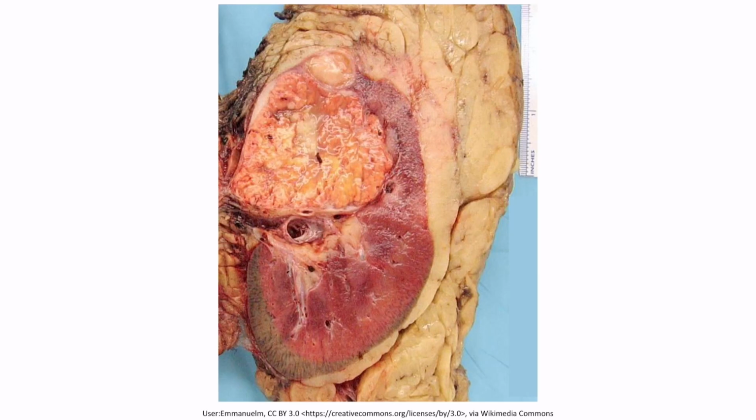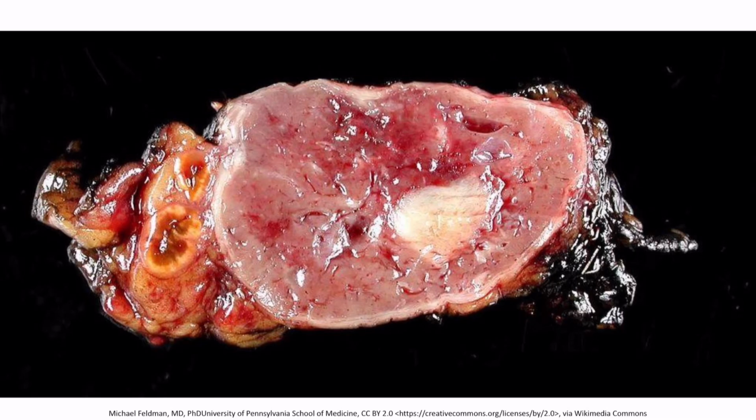Here we have a gross morphological image of a renal cell carcinoma. Please note this golden yellow mass. The yellow color is due to glycogen and fat accumulation in the cells of renal cell carcinoma. Von Hippel-Lindau syndrome is associated with bilateral renal cell carcinoma. This is a gross morphologic image of a pheochromocytoma. You can appreciate this mass arising from the adrenal medulla.